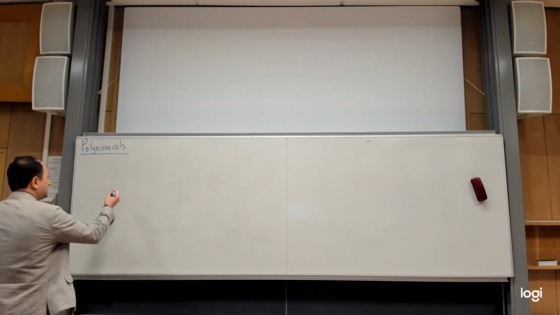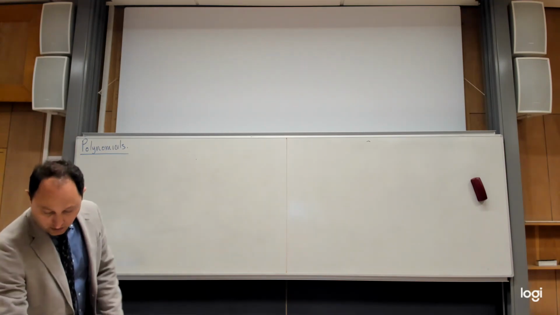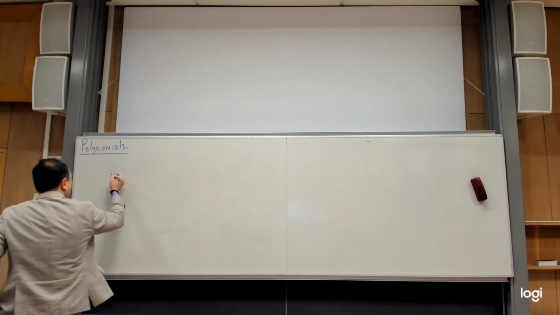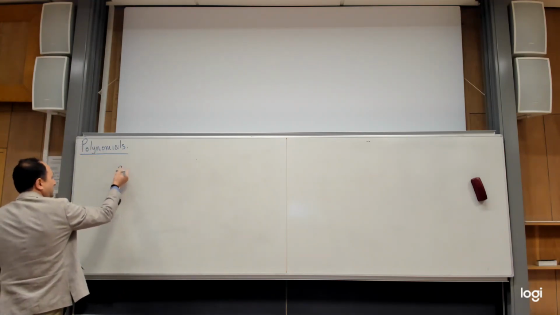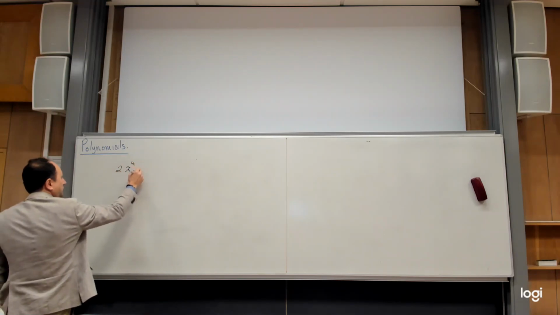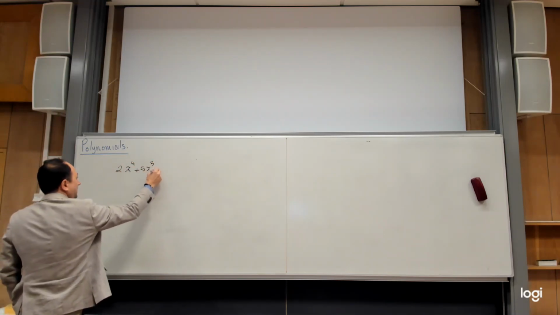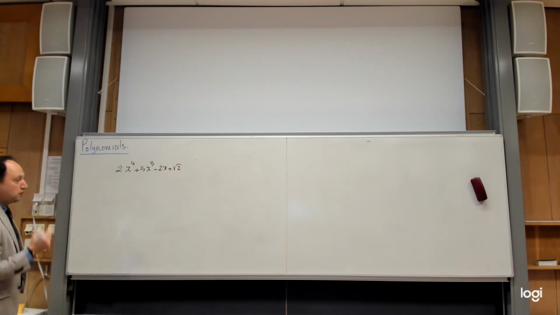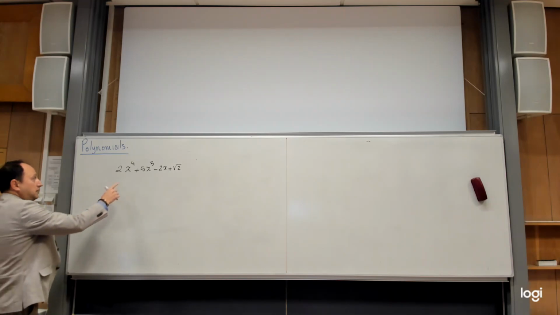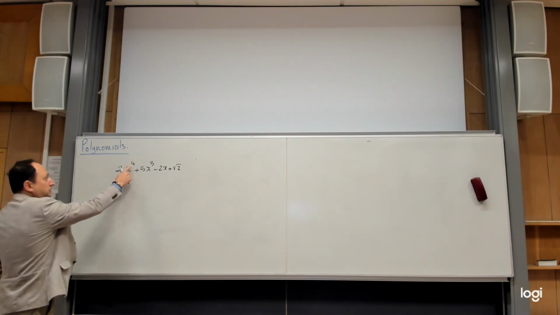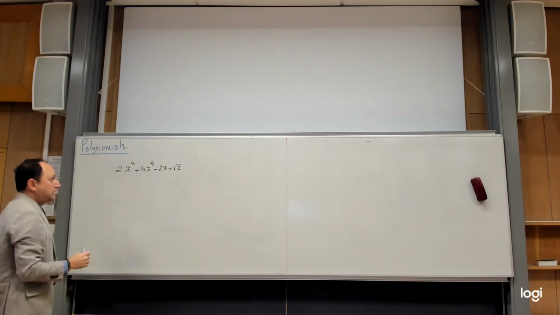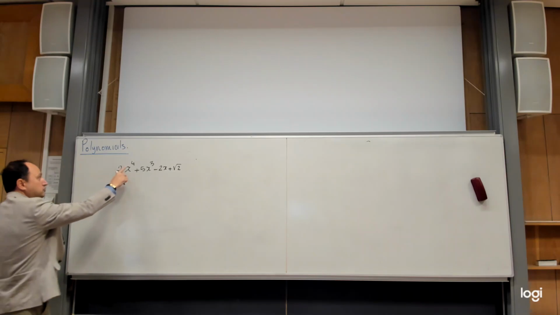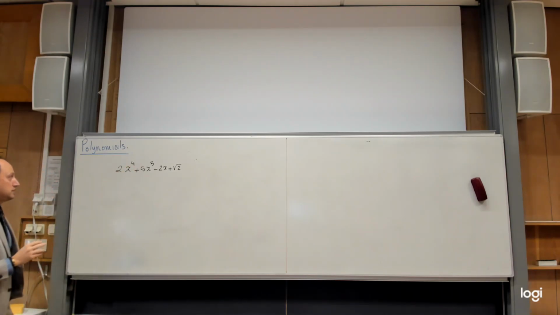So for example, if I write an algebraic expression like 2x to the 4 plus 5x to the 3 minus 2x plus square root of 2, this is a polynomial in one variable x. And why is this a polynomial? Because these powers are non-negative integers. So all the powers should be non-negative integers, otherwise this is not a polynomial.